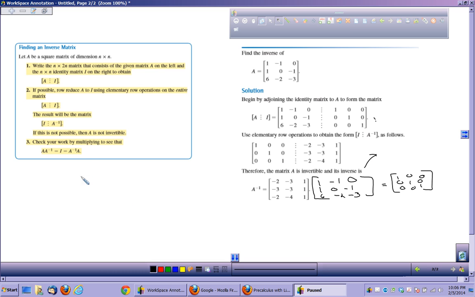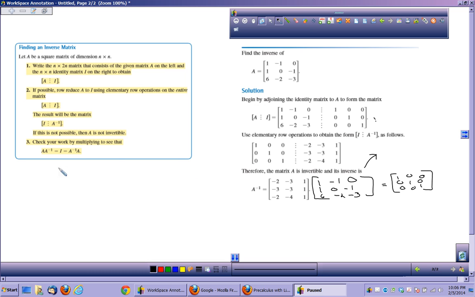Okay. Anyway, so those are the steps. If it is not possible, then A is not invertible. And check your work by multiplying A times A inverse and A inverse times A. So we're going to do a 2 by 2 together, and hopefully I can find that here for you. Oh, I have it written down.